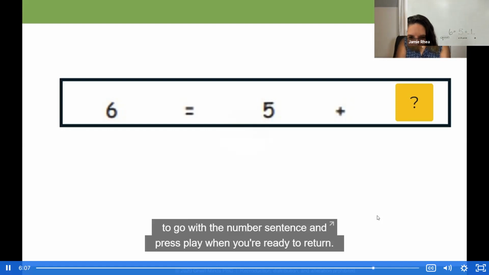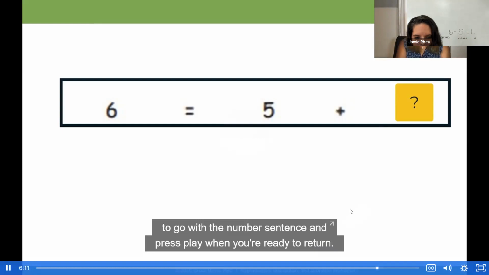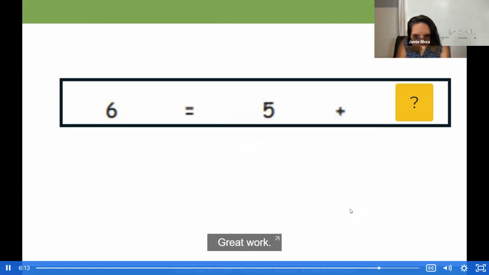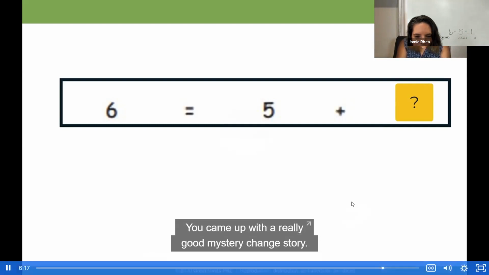To go with the number sentence and press play when you're ready to return. Great work. You came up with a really good mystery change story. Now, before we move on, I want to do another mystery change story with you. Only this time, I'm going to come up with the numbers, and you have to solve for the mystery. All right.